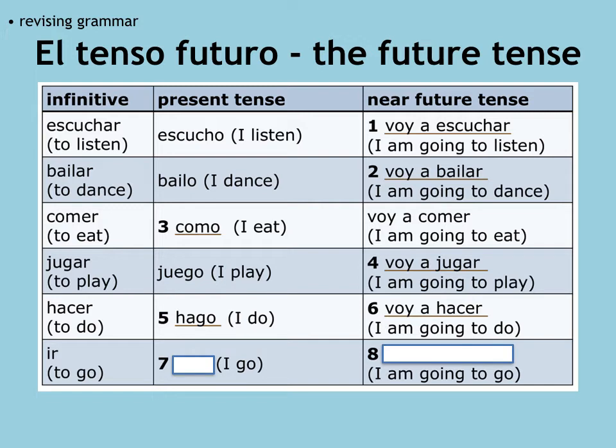We've already just discussed that ir is irregular, so it's not going to be iro or any weird stuff like that. It's even weirder. It's voy. Okay. Then the near future tense of I am going to go. Well, take the I go, put in an a, just like you have above, and then the infinitive is ir, so it's voy a ir. I am going to go.